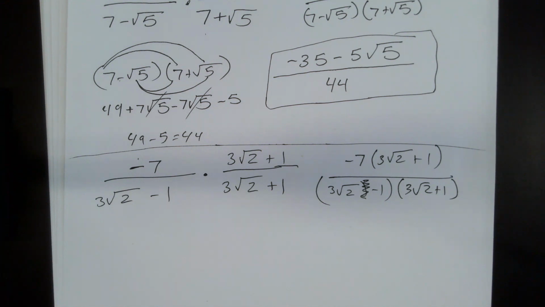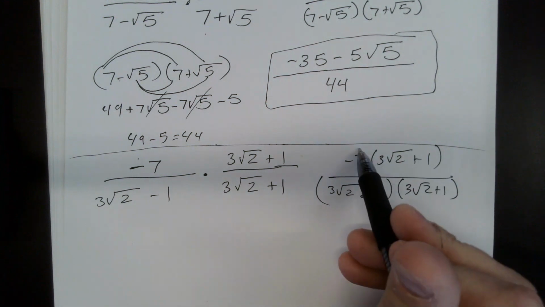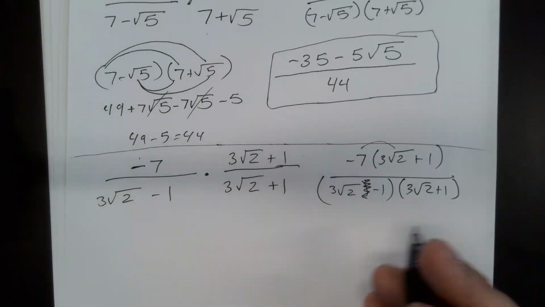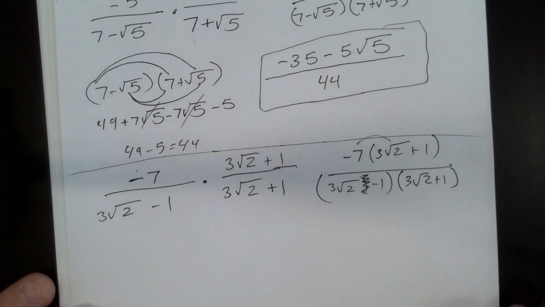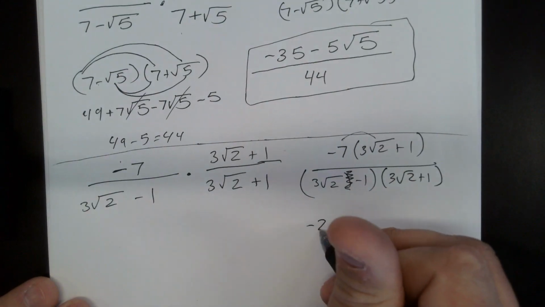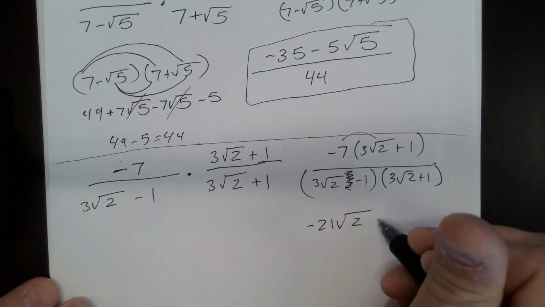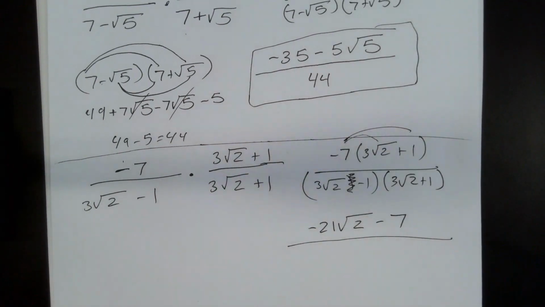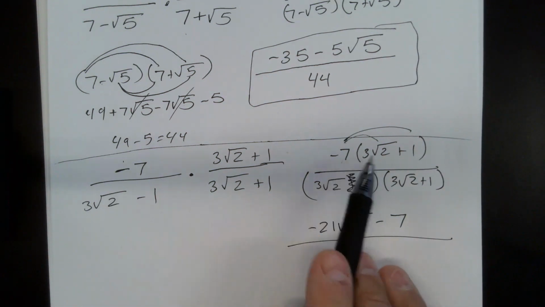So the top we're going to distribute. So -7 times 3 square root of 2. What does that become? Negative what? -21 square root of 2 minus 7. So that's the top. Remember, outside numbers get times with outside, inside numbers get times with inside. That's an outside number, so we just times it to the outside.